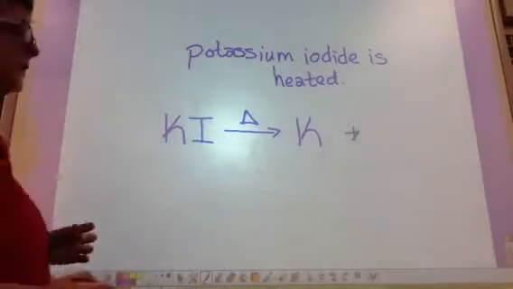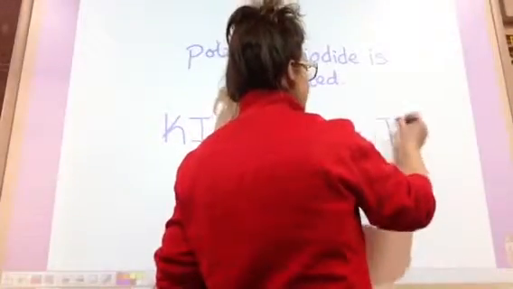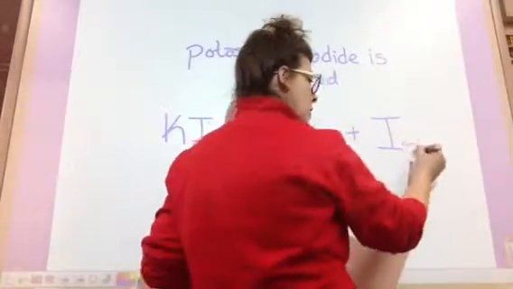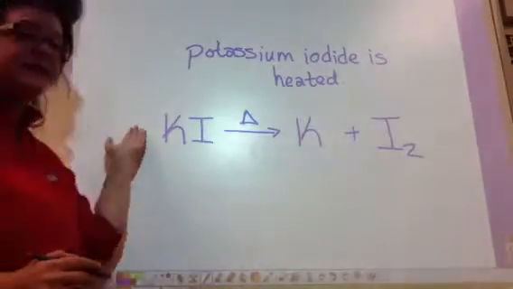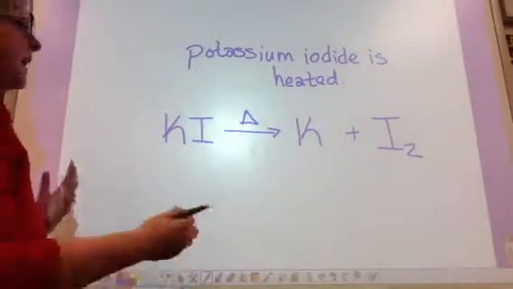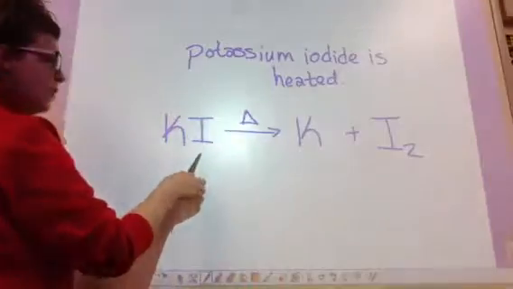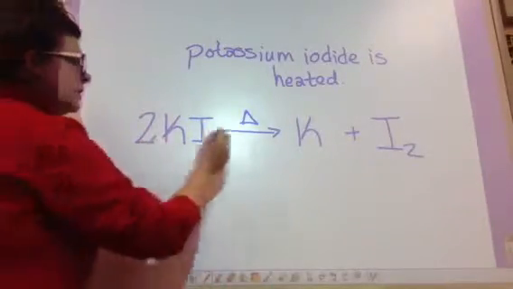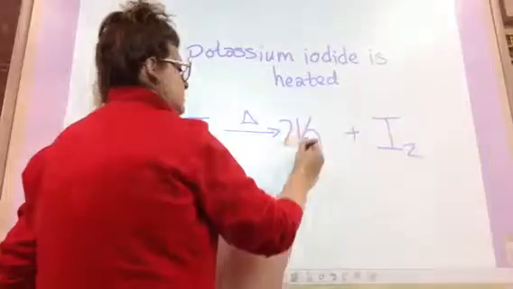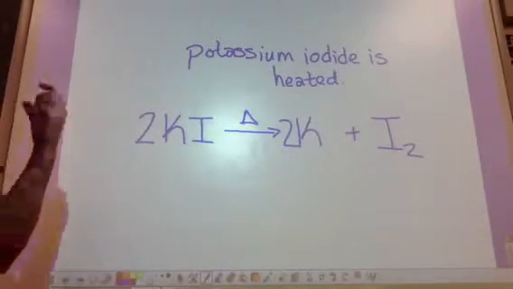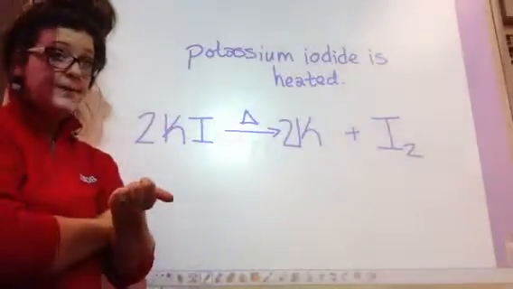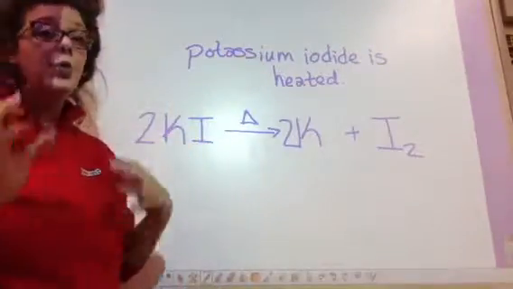So that means I'm going to get potassium. And then what's my other product going to be? Iodine. But iodine is special. It is diatomic. So now if I look at this, is this balanced? It is not, because I have two iodines here, but I only have one over here. So I need to add a 2 here, but now I have 2 Ks, so I need to make 2 Ks over here. So now it's balanced.